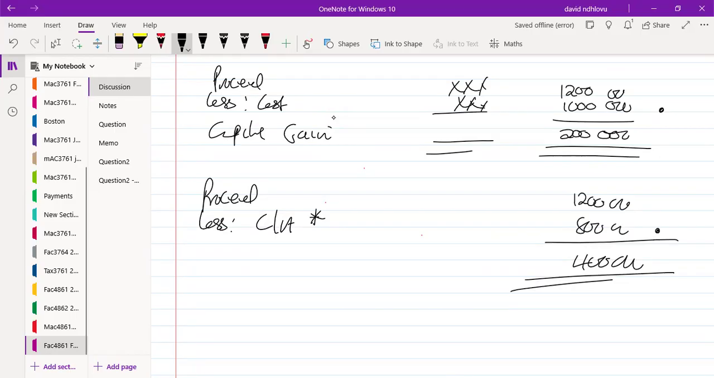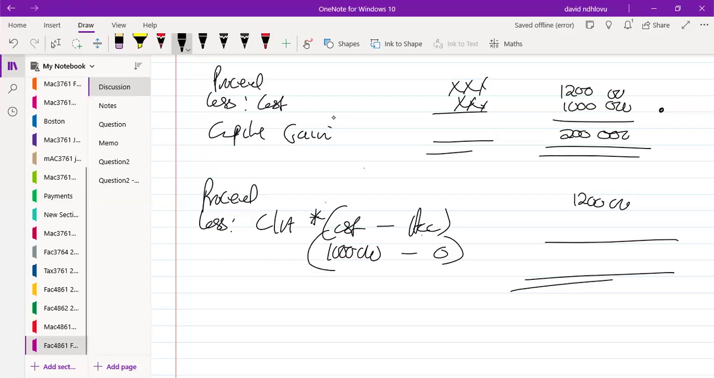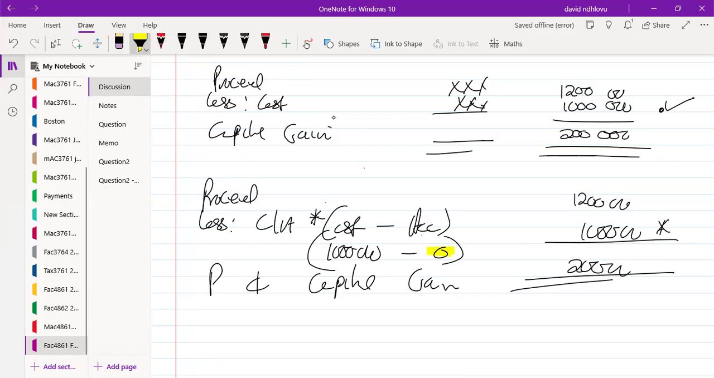But when you have an asset that is not depreciable like land, the carrying amount means cost minus accumulated depreciation. Cost will be 1 million here. Depreciation is 0, which means we have 1 million here, which means 200,000 is both profit and capital gain, because this amount is equivalent to the original cost, because we don't apply tax allowances on the land.